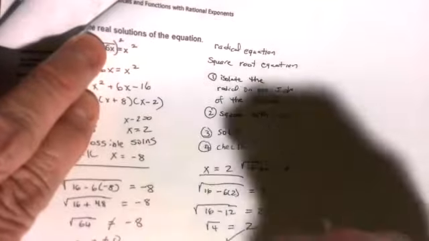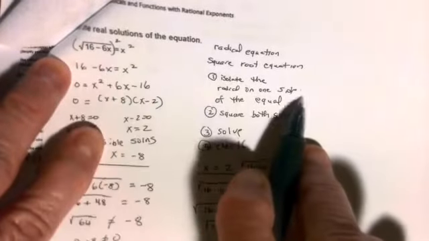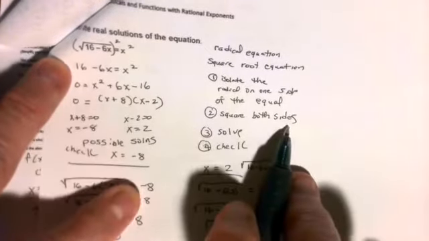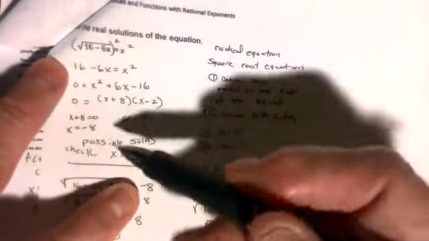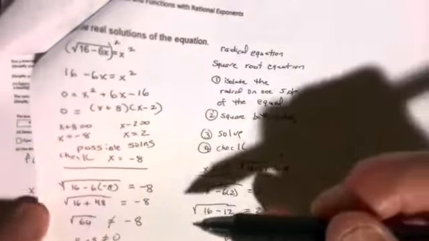So far what I've done, if you look at the steps, I isolate the radical term on one side of the equal side. I square both sides, I solve, and then I have to check. So we're in the solving process, and we get the two possible solutions. I have to check each one separately.